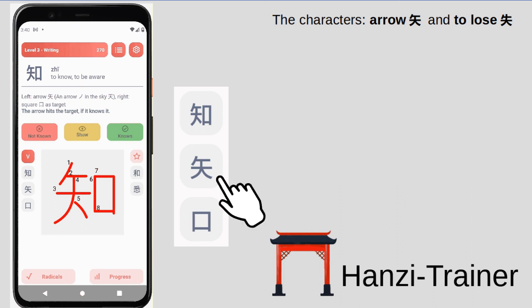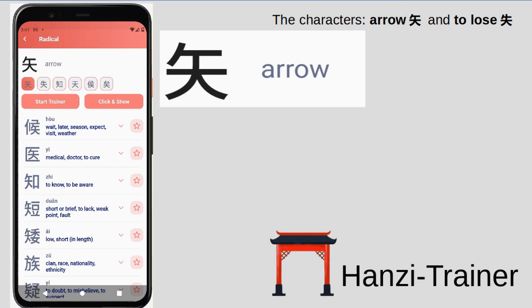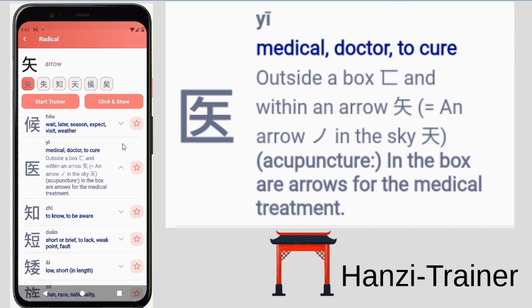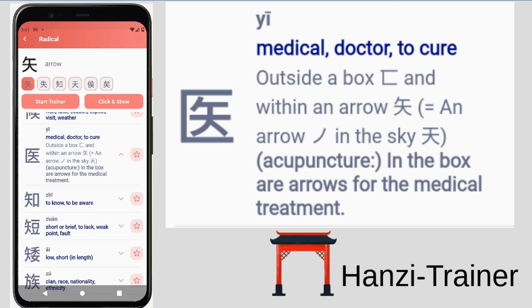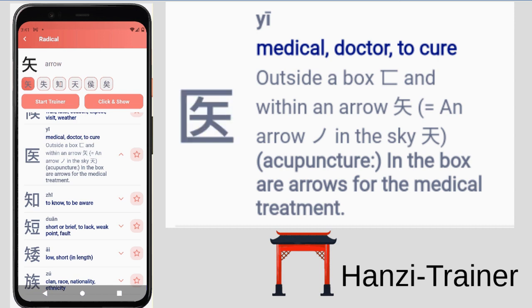And I go to the middle one, the radical for arrow, and I get all usages of this radical in those 4,000 characters which are covered by this app. The second entry in this list is the Hanzi character for medical, doctor, or to cure. The explanation tells me that this is composed by a box and an arrow. For the memory phrase we think of acupuncture, and the memory phrase is: in the box are arrows for the medical treatment. So box and arrow in combination mean medical treatment.